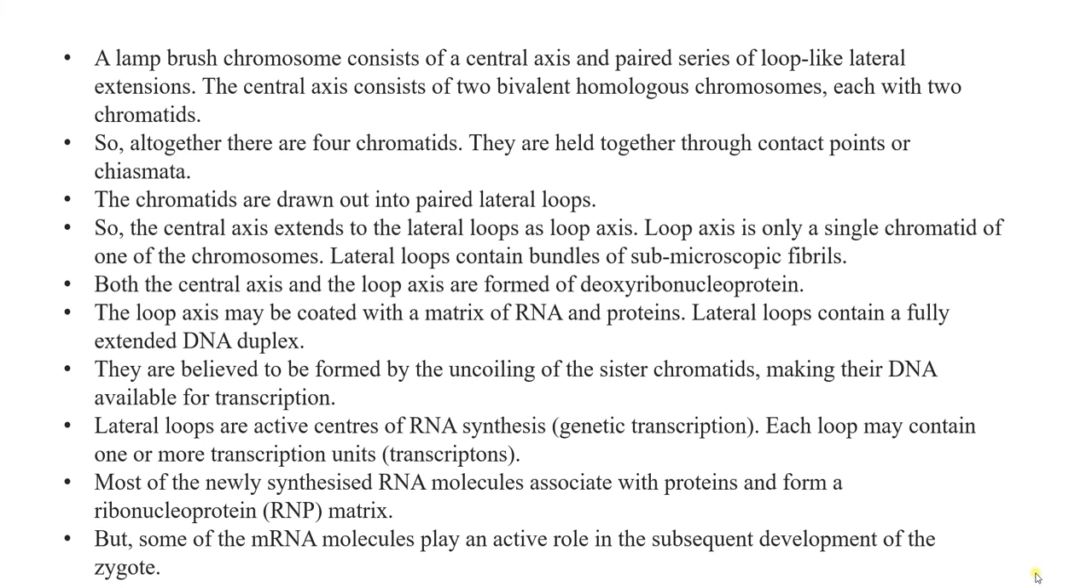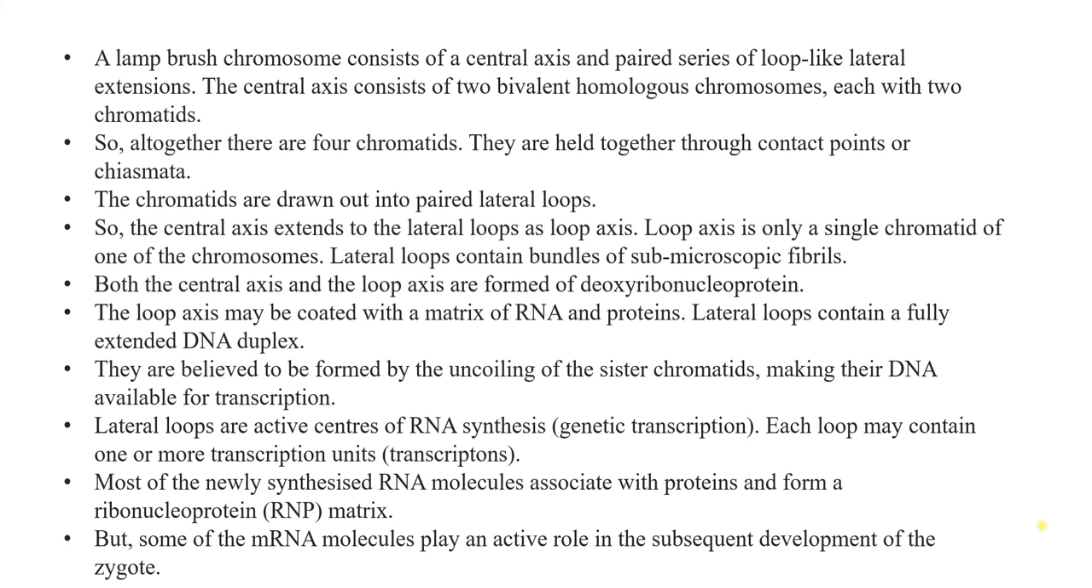Lateral lobes contain bundles of submicroscopic fibers also. Both the central axis and loop axis are formed of deoxyribonucleoproteins. The loop axis may be coated with a matrix of RNA and proteins. Lateral loops contain a fully extended DNA duplex. They are believed to be formed by the uncoiling of the sister chromatids, making their DNA available for transcription.